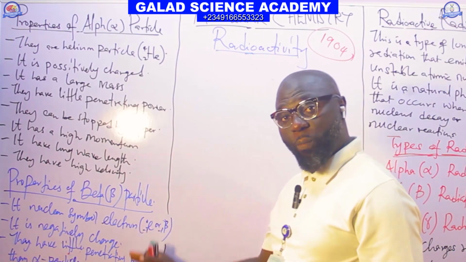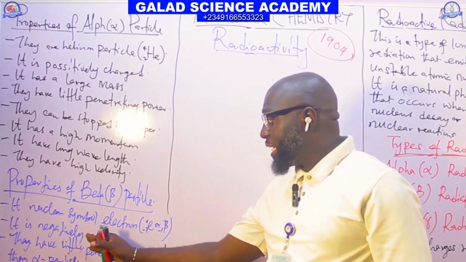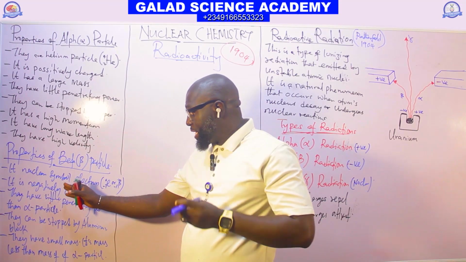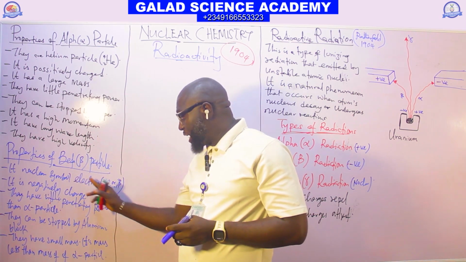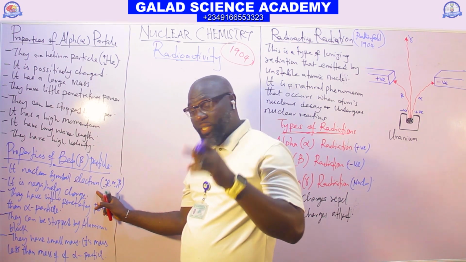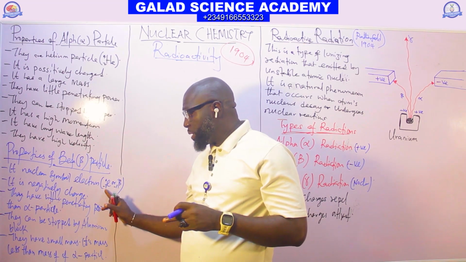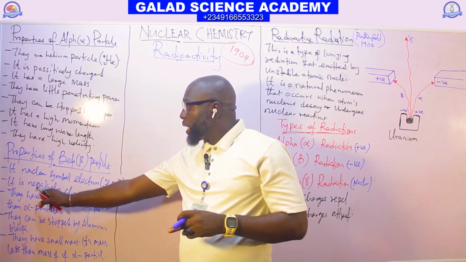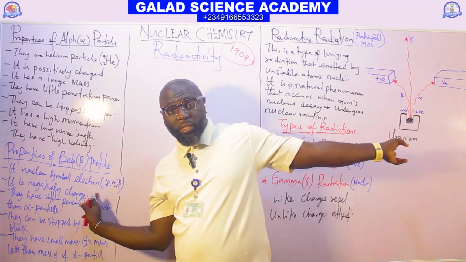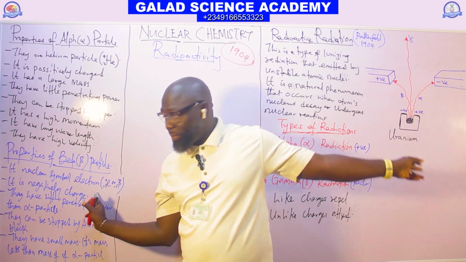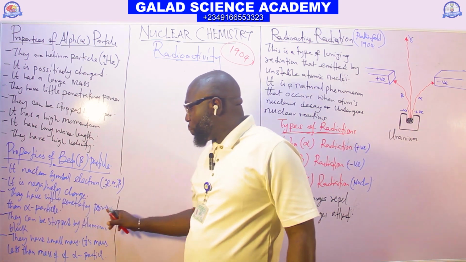These are the properties of beta particles. Its nuclear symbol is the electron. We use the electron to represent the beta particle, which is e minus. It has a negative charge, from Rutherford's experiment.